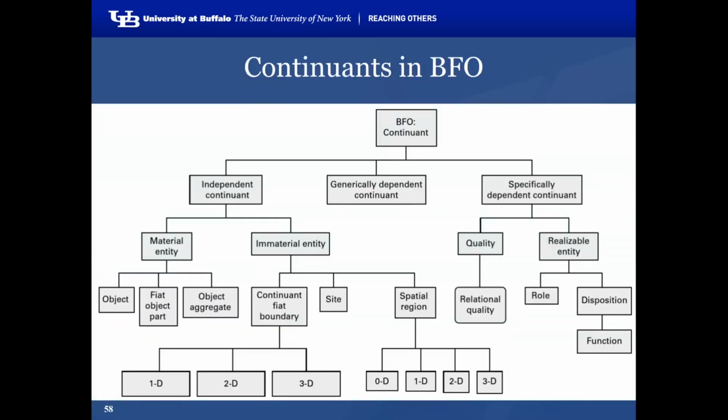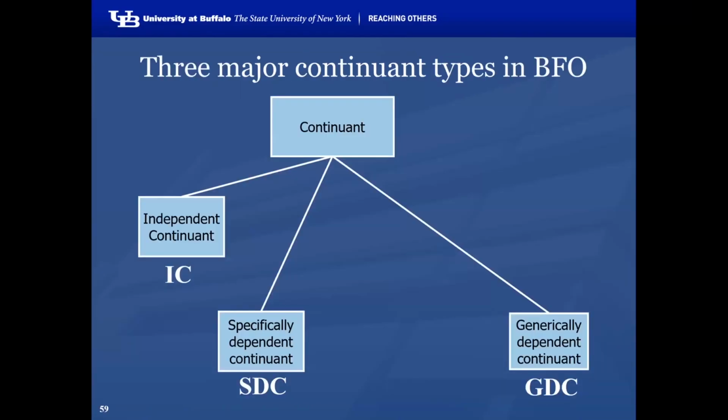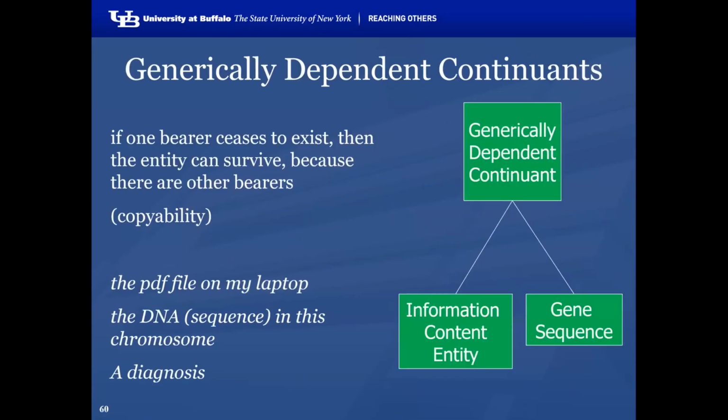So, continuants in the BFO: these are all the continuants that we have. There are not that many, about 20, 25, or maybe 30. Continuant is on the top, and then the distinction between independent continuants, generically dependent continuants, and specifically dependent continuants, of which we will go into some details. So the three major continuant types are the ones that I just listed. What are the differences between them?